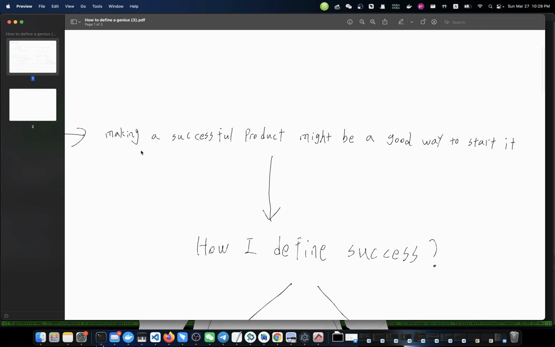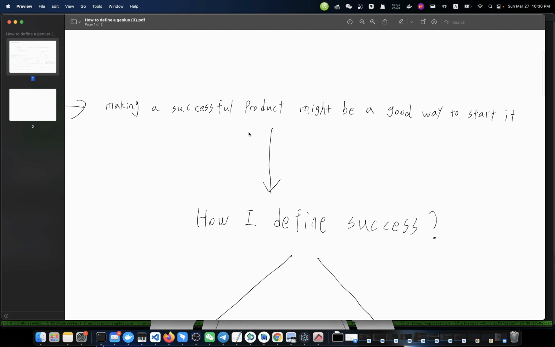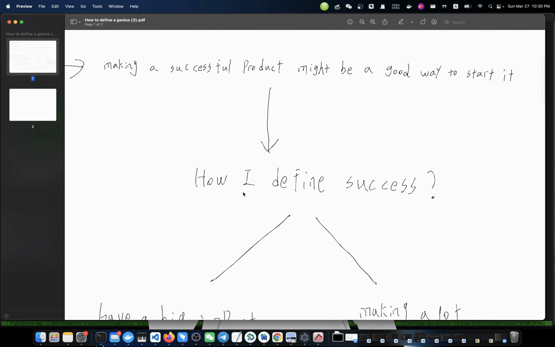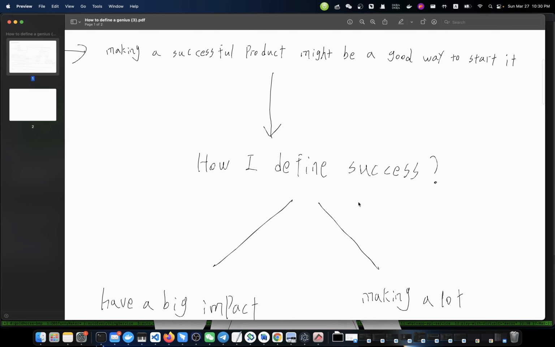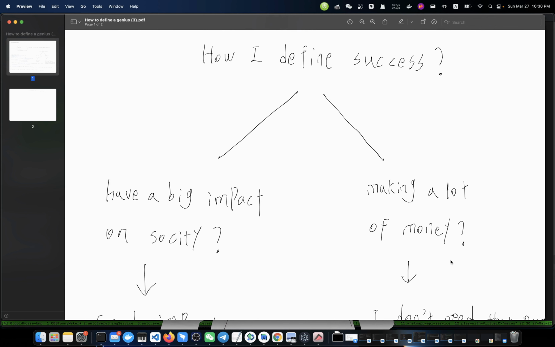Well, here's one. Making a successful project might be a good way to start. And when I think about this sentence, making a successful project, I start to think of another definition. What is success? How do I define success? Then I wrote out, it can either have a big impact on society, or it can make a lot of money for me. You know, they are both something useful.